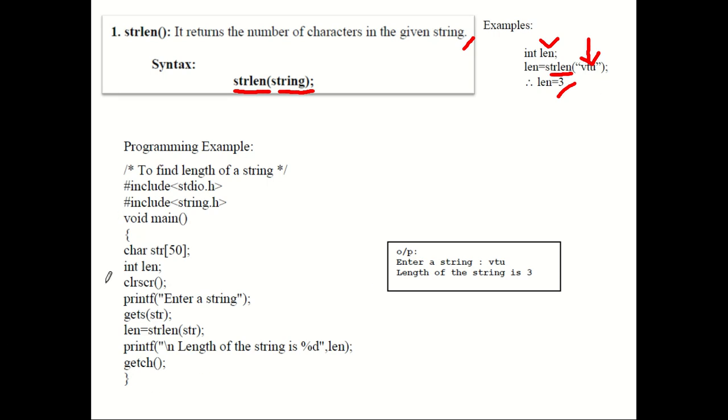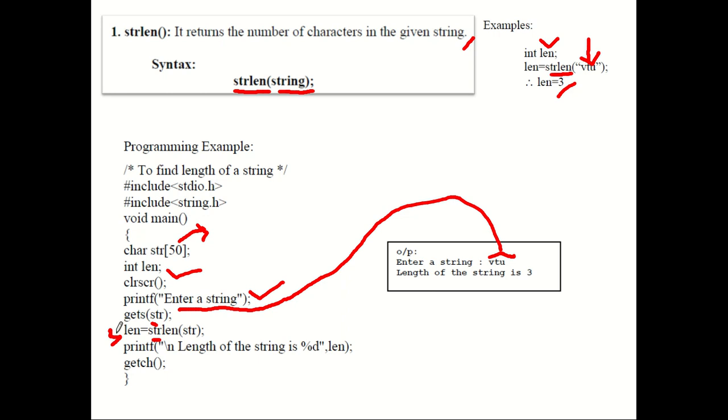Let us write a program for the same. We declare a string variable to hold the string and a length variable of type int. We ask the user to enter the string. The user enters the string, which is read by the gets function and stored in the string variable. We then find the length of the string, and the function returns the number of characters, here 3, to the length variable. Later we display the content of the length variable, which is 3.